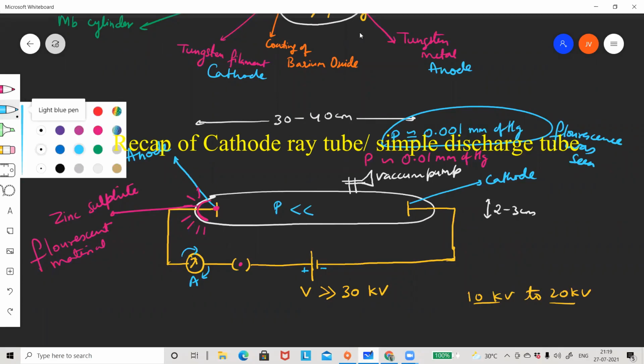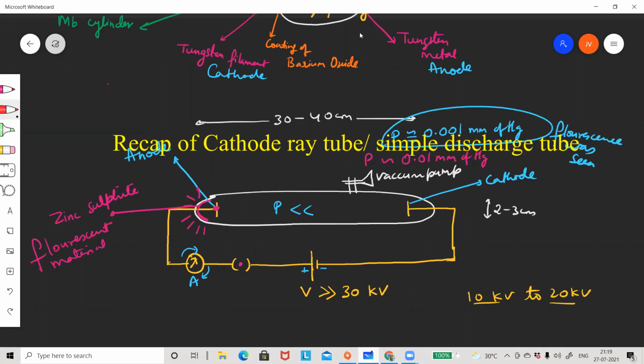Third, they wanted to study the property. The complete discharge tube did not shine bright. Only the part behind the anode where the fluorescence was painted, only that part was shining. So here they took one hint that whatever rays or whatever things are coming from cathode towards anode definitely are traveling in a straight line. So the first property: cathode rays travel in a straight line.